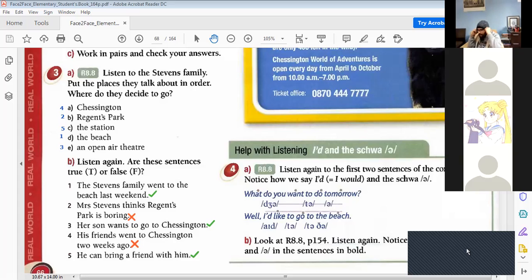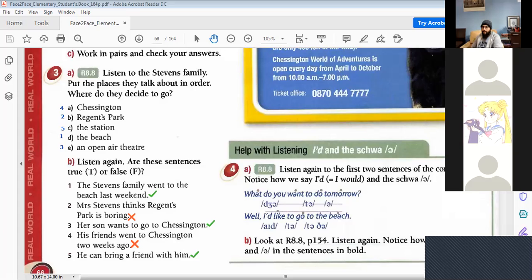What do you want to do tomorrow? Well, I'd like to go to the beach. Oh no, not the beach again. I'd rather go somewhere different. He's right. We went to the beach last weekend. Would you like to go to London then? Yeah, that's a good idea.